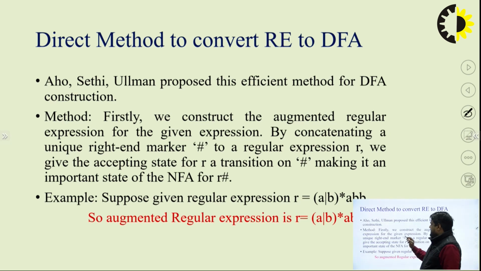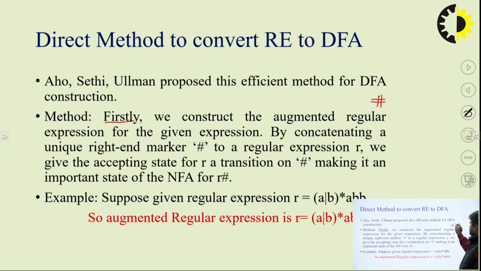Basically, in this method, the first step is that we augment the regular expression. Firstly, we augment the regular expression by providing the preprocessor sign, or you can say hash sign. What is the meaning of using this hash sign? Basically, this hash sign is used to provide the final states. Whenever you construct the NFA with the Thompson construction method, the final state is a state that has no outgoing edges.